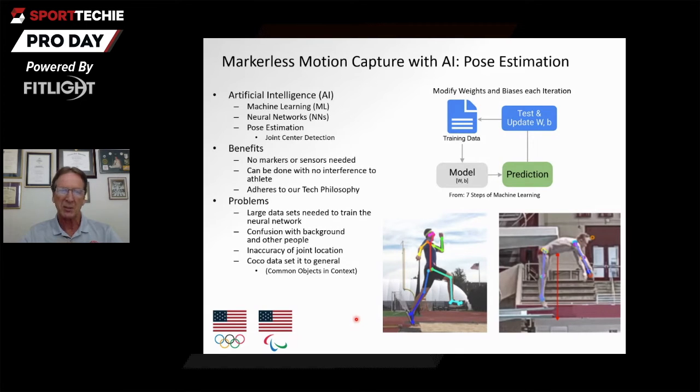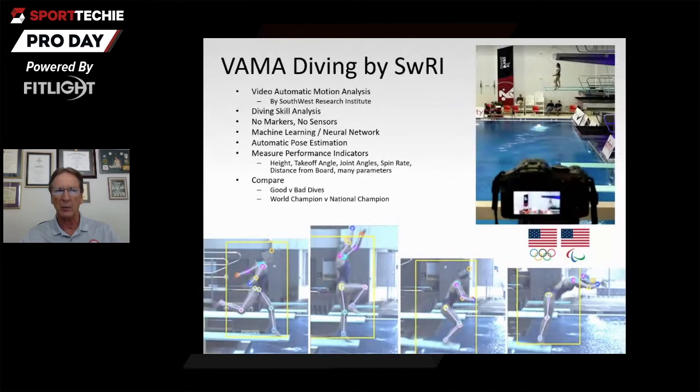Other thing that can happen is sometimes they can get confused with the background. If there's lots of people, lots of spectators, we've got to isolate the actual athlete. So anyway, that's the way we're going. We're heading off into pose estimation using artificial intelligence and machine learning. And here's a couple of examples.